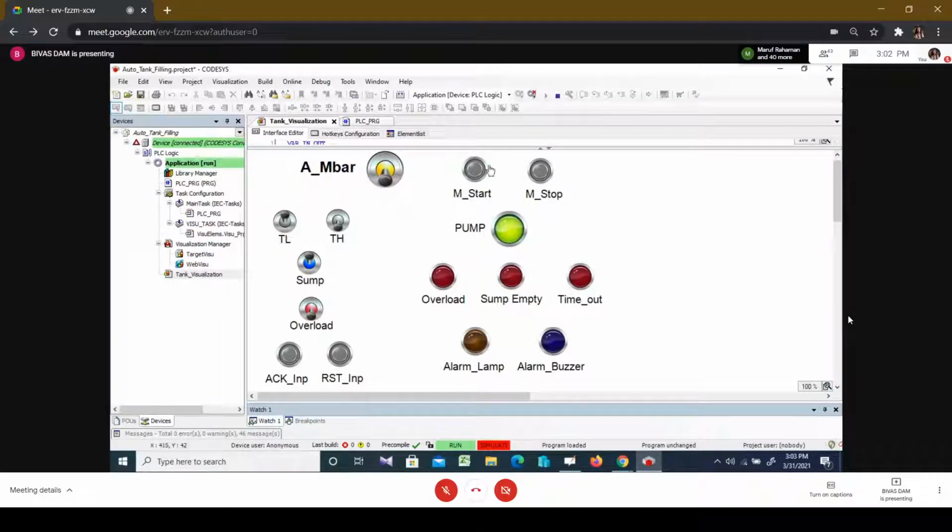I have now brought it to the manual mode. I have now stopped the pump using the manual stop. I started the pump in the manual mode. Then I went to the auto mode, and as the tank becomes full, it has been stopped automatically.